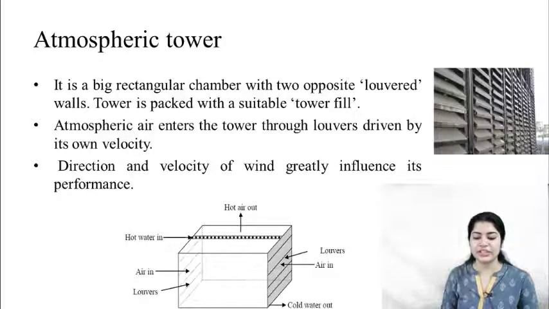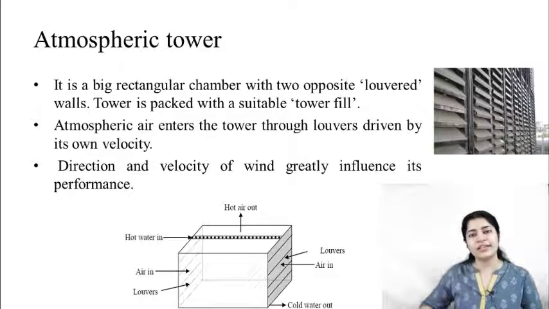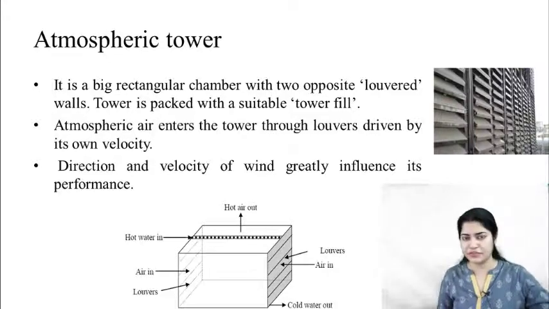So here you can see how the atmospheric tower works. Hot water comes in from the top, where you distribute it. Air is taken in from the sides through the louvers, and hot air is taken out from the top of your column. From the bottom you get your cold water. So this is your atmospheric tower.